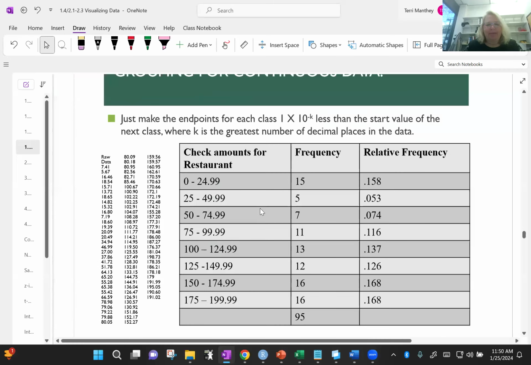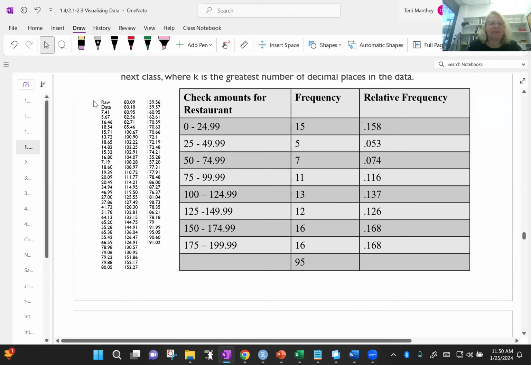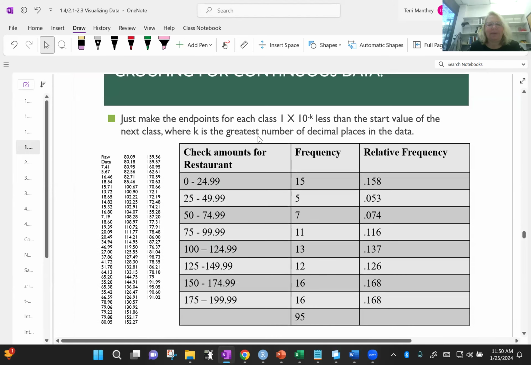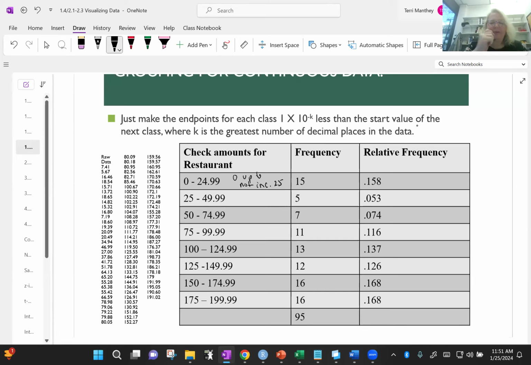Now, what about continuous data or data with decimals in it? So here's some raw data. I made it really small. And what I basically do is I just make the endpoints 1 times 10 to the negative k less than the start value of the next class. So again, this is 0 up to, but not including 25.